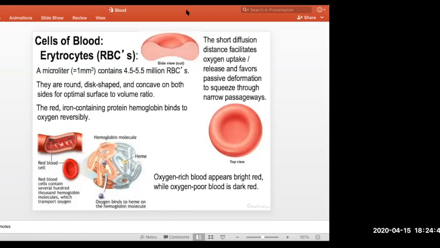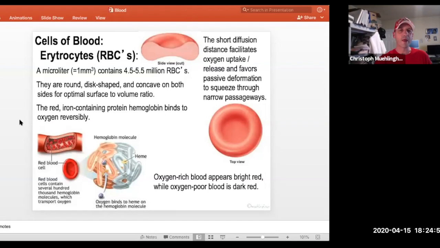Good. Oops, somebody's sending me a text. Let's see if it's important. Lost connection. Uh-oh. Well, hopefully we'll get back in.